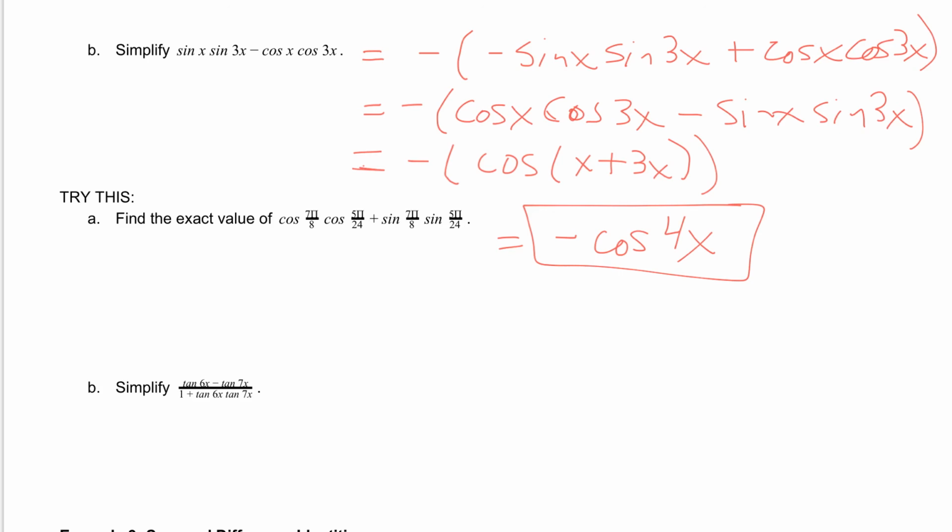If you did letter A correctly, you should have gotten negative 1/2. And if you did letter B correctly, you should see that you get negative tan of x. If you have questions on either one of those, let me know.